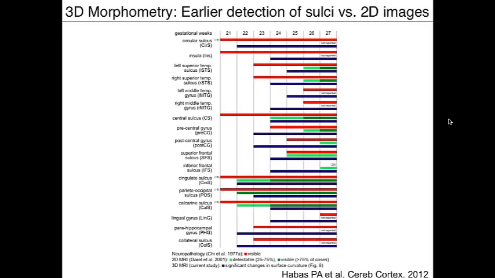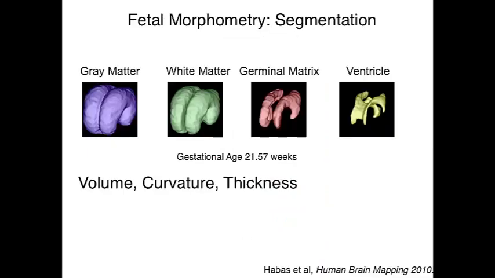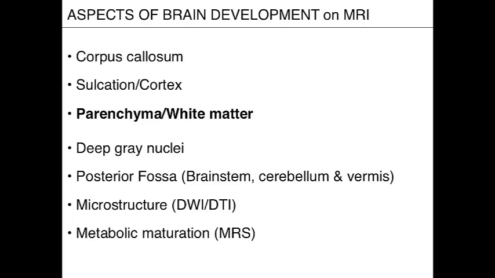And also we can see that here in red, we have sulci detected by autopsy specimen, and in blue, sulci detected by this 3D technique. And we can see that we can much better detect sulci at an earlier stage with this 3D technique. We can also assess the developing cortex using this technique, and we can look at the gray matter or the surface area of the cortex and see actually that it increases during gestation.